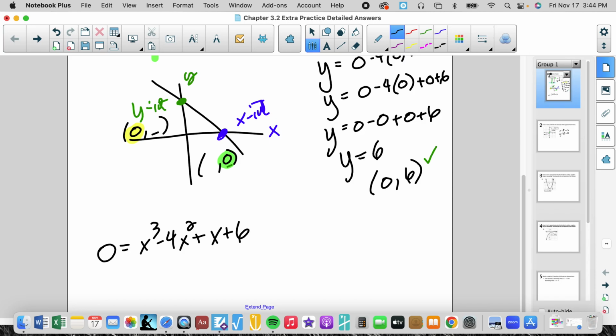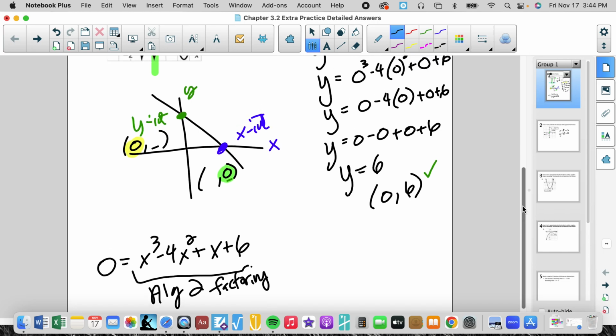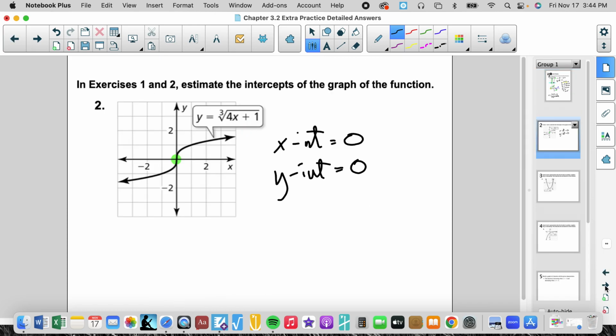And then we would have to do some factoring, and that's a much harder problem. That would be Algebra 2 factoring. There's a whole number of things that we could do in order to turn that addition and subtraction into multiplication, and then utilize the zero property of multiplication. But we're not going to do that for today.